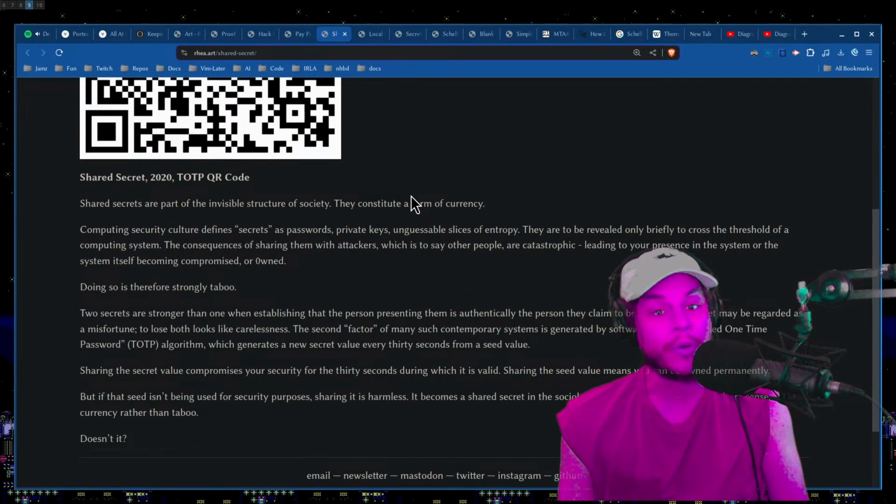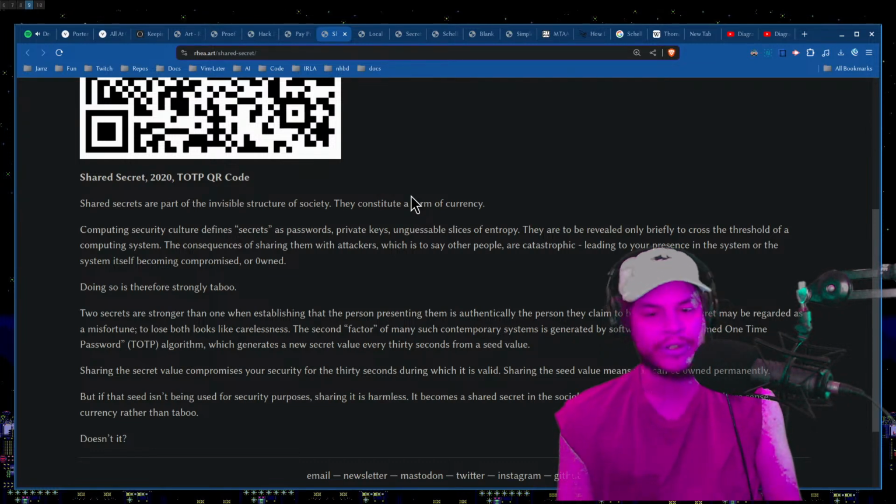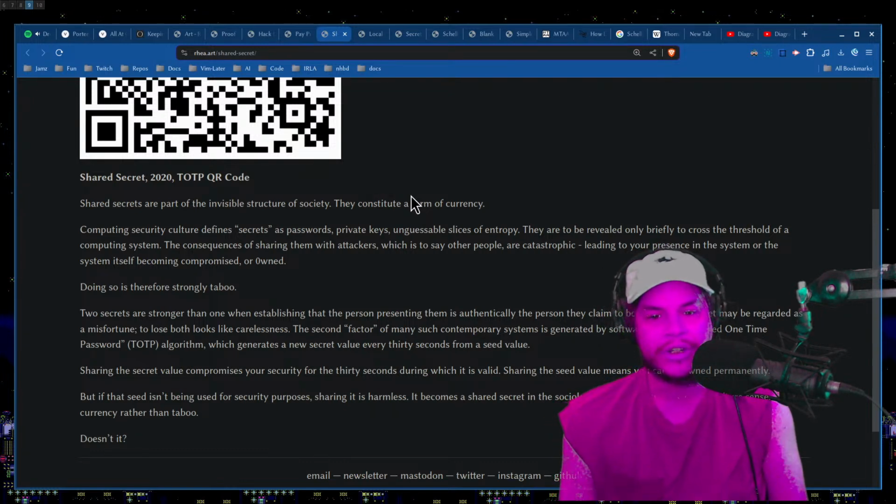Now, two secrets are stronger than one when establishing that the person presenting them is authentically who they claim to be. To lose one secret may be regarded as misfortune. To lose both looks like carelessness. The second factor of such systems is generated by software using the Time-based One-Time Password algorithm, TOTP, which generates a new secret value every 30 seconds from a seed value. Sharing the secret value compromises your security for 30 seconds, during which it's valid. Sharing the seed means you can be owned permanently. But if the seed isn't being used for security purposes, sharing it is harmless. It becomes a shared secret in the sociological rather than the security culture sense. Currency rather than taboo. Doesn't it?